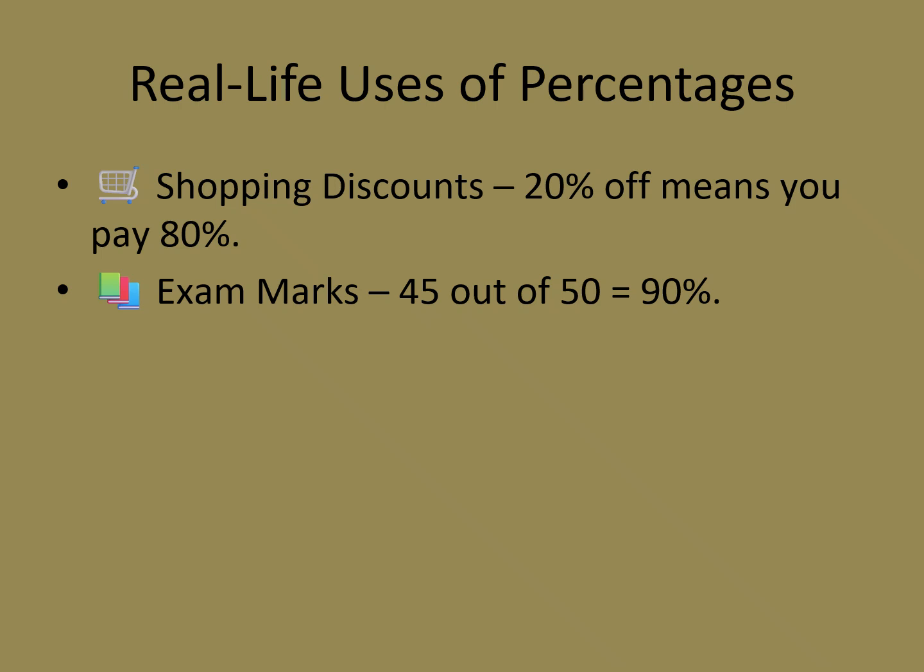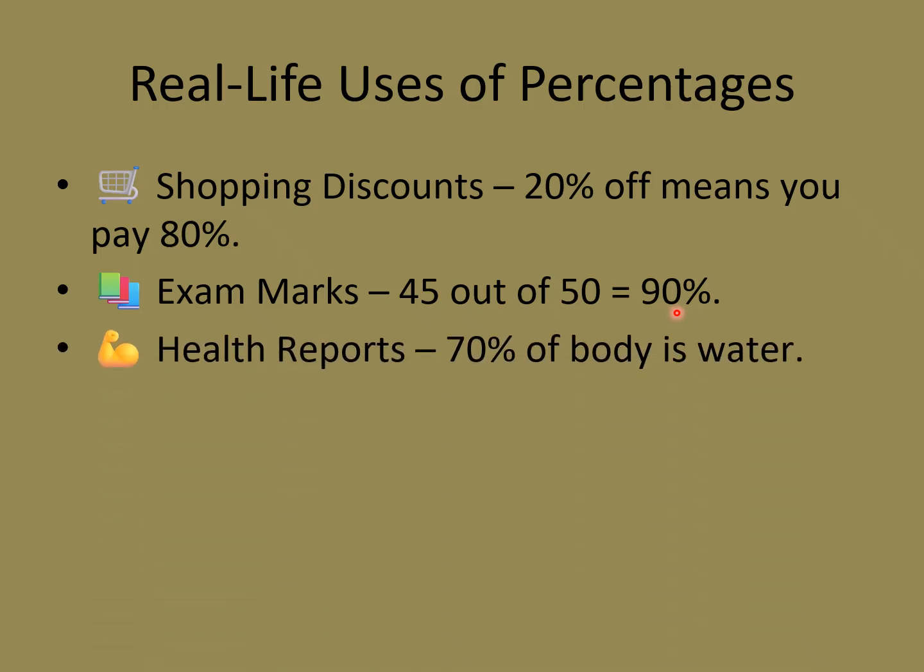And then exam marks. Suppose you have got 45 in an exam out of 50, how much percentage have you got? What you will do is divide 45 by 50, and whatever answer you get, you multiply that by 100, so you'll get 90%.